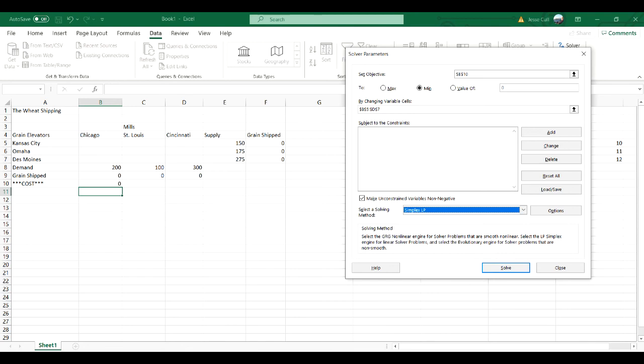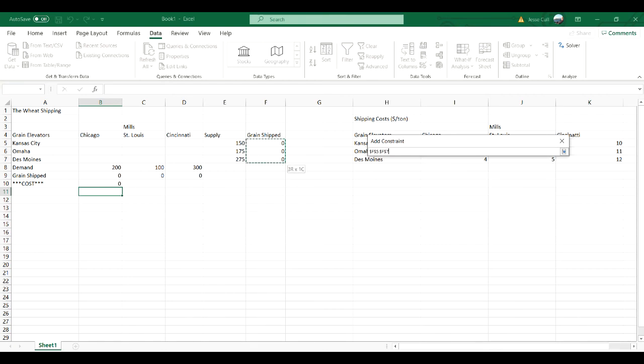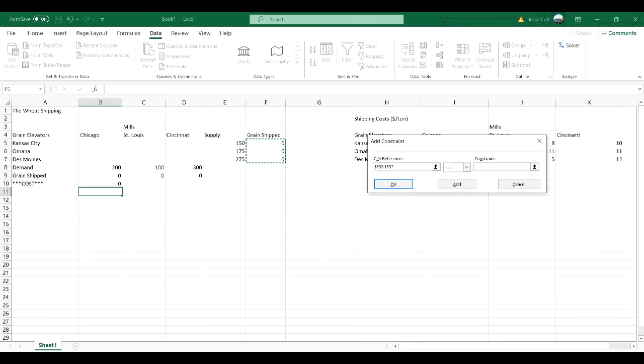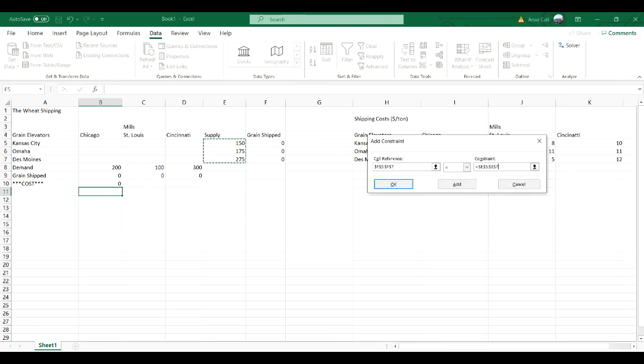And how do we do that? We've shown it already. The first one is F5 to F7 must be equal, because we know supply demanded and shipped must be equal, to E5 to E7. So we have 6 constraints. We've entered 3 of them with one very simple step. So we hit add, and now we add our second group of constraints.